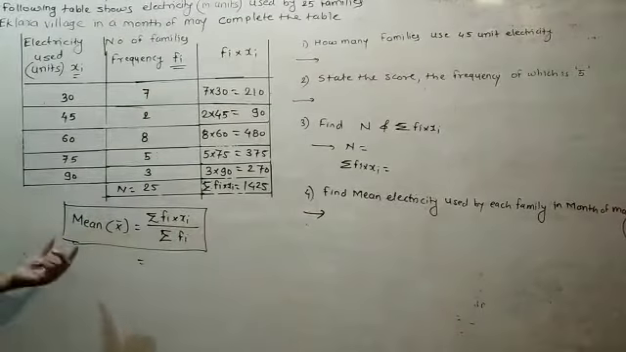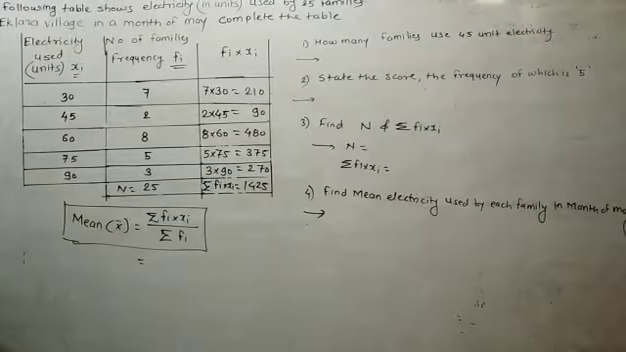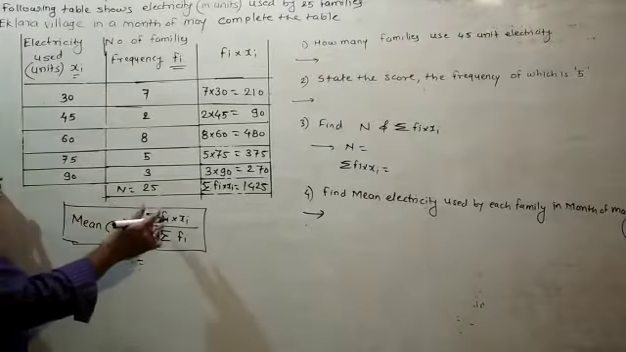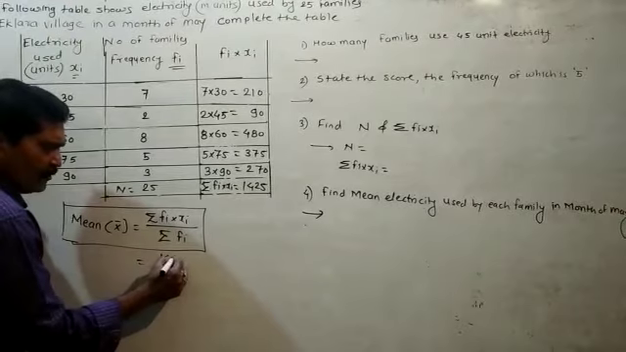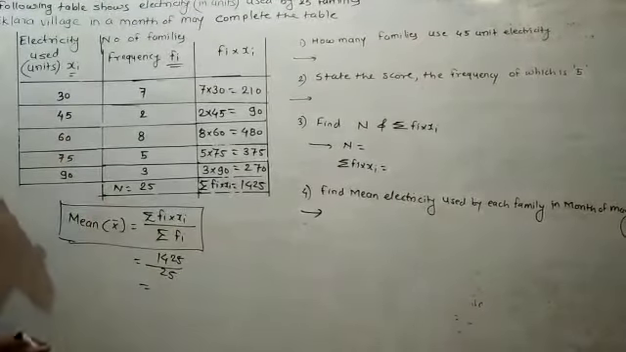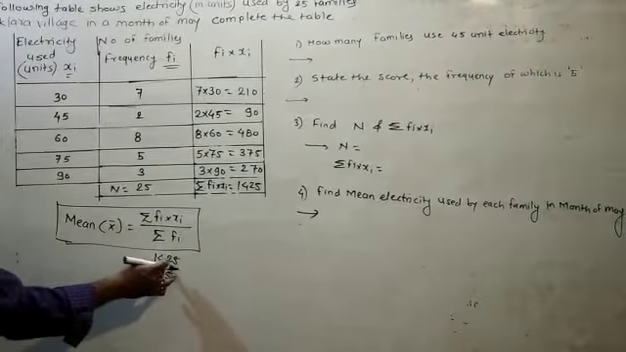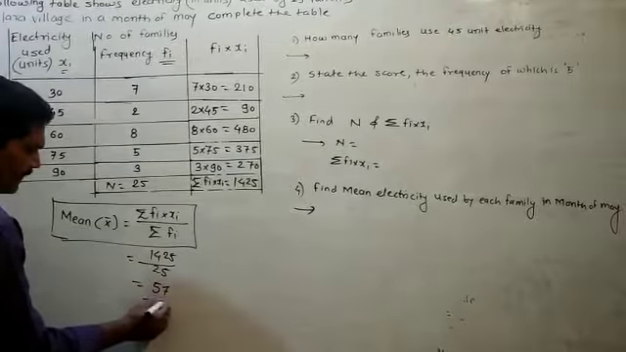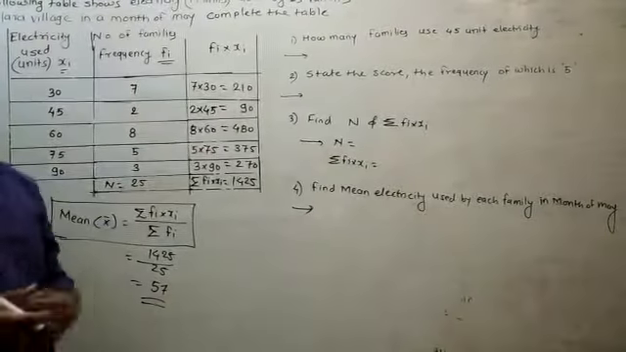And according to that, you have to find out the mean electricity used in that month by 25 families. So mean is equal to sum of Fi into Xi upon sum of Fi. This will be 1425 upon 25. You have to do the division. After dividing 1425 by 25, your answer will come 57. And according to that, you have to find the answers of these questions.